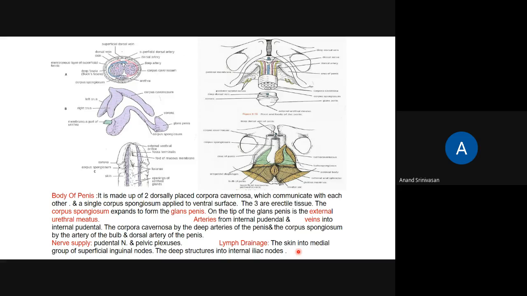Now, why is this important? The corpus cavernosum is called cavernosum because it has a large number of venules in it, cavernous capillary structures. This is the one responsible for the erection of the penis. Here you can see the right crus and the left crus of the penis, and this is the corpus cavernosum. There are certain veins which pass through it.